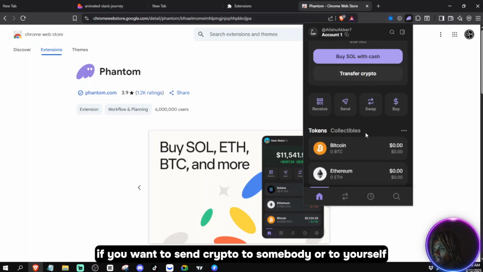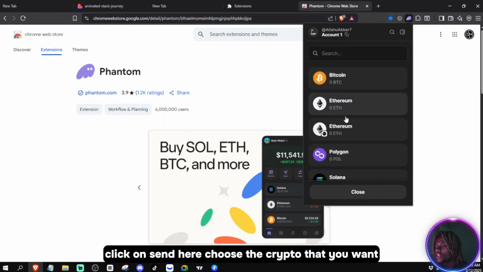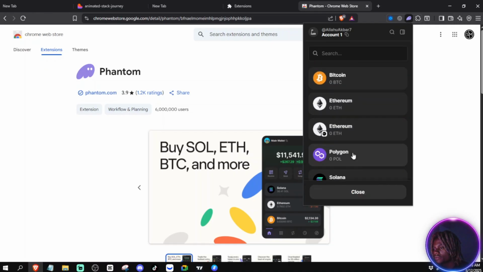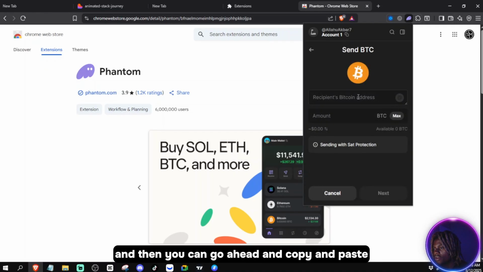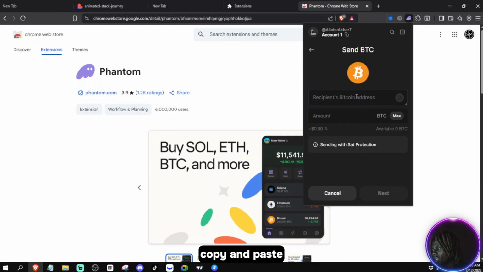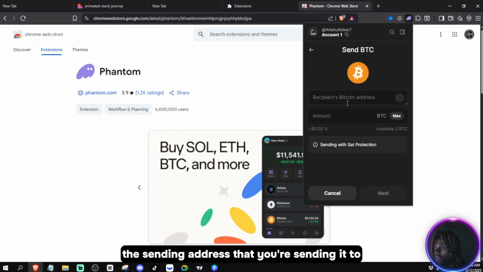Now, if you want to send crypto to somebody or to yourself, click on send here, choose the crypto that you want, and then you can copy and paste the address, just like the receive address. Copy and paste the address you're sending it to, whoever's receive address you got sent, and then you can type in the amount here.